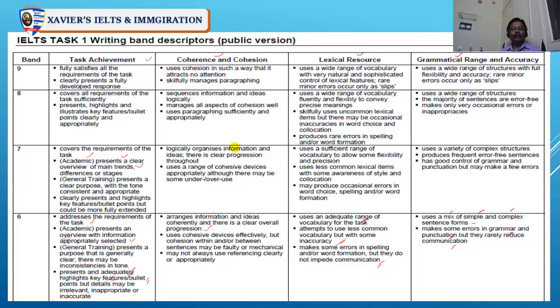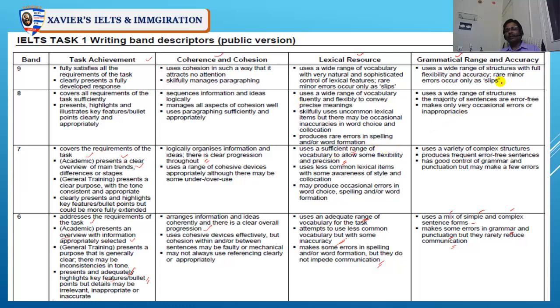Similarly, logically organizes information and ideas, and there is a clear progression throughout. If you are able to maintain that clear progression throughout your write-up, starting from the introduction to the end, then your coherence and cohesion is standing at Band 7. Similarly, for lexical resource, uses a sufficient range of vocabulary. Again, sufficient range, not a complex range of vocabulary. It is clearly mentioned: use a sufficient range of vocabulary to allow some flexibility and precision. Precision means accuracy, the right words at the right place. Then you'll be given a score of 7 for your lexical resource.